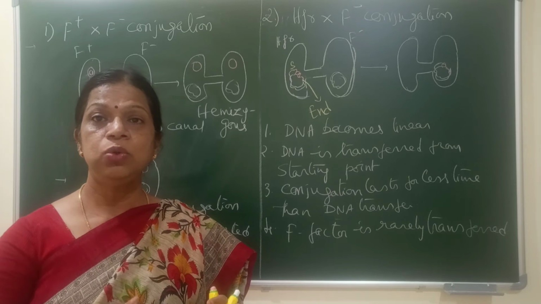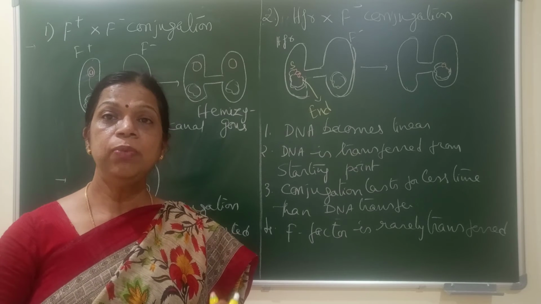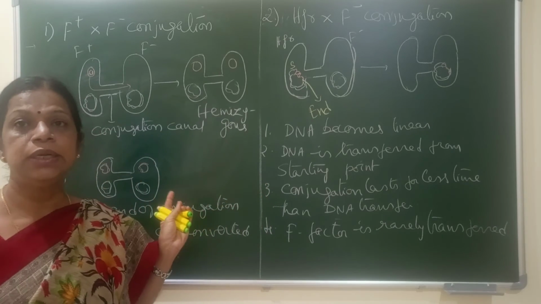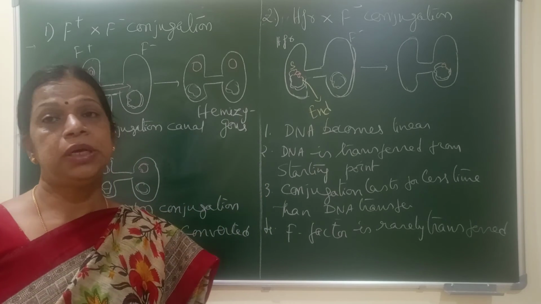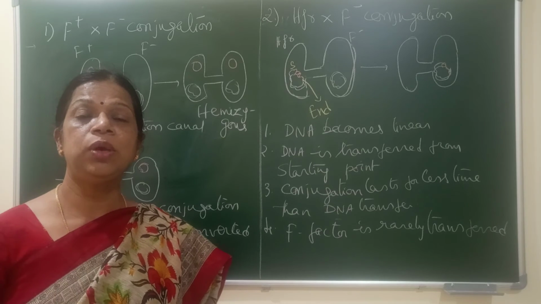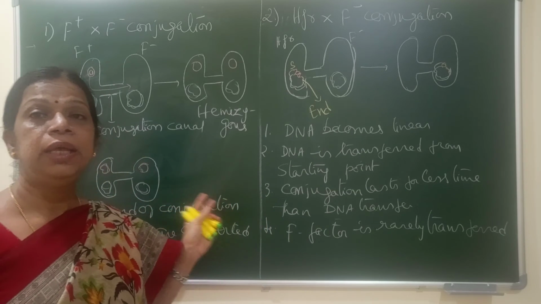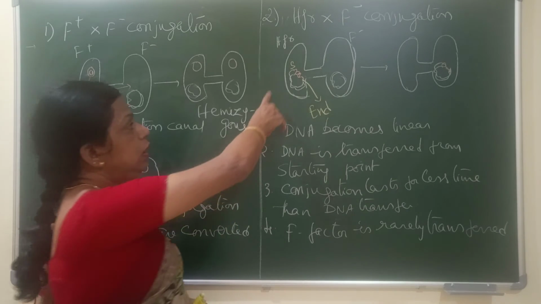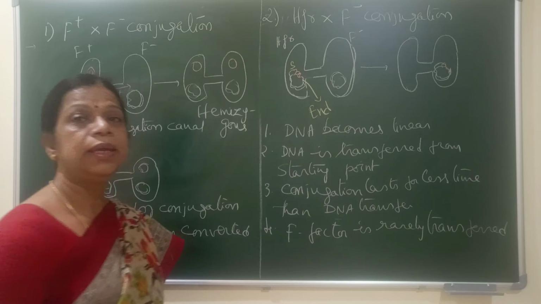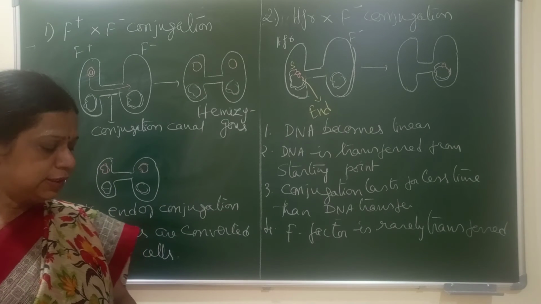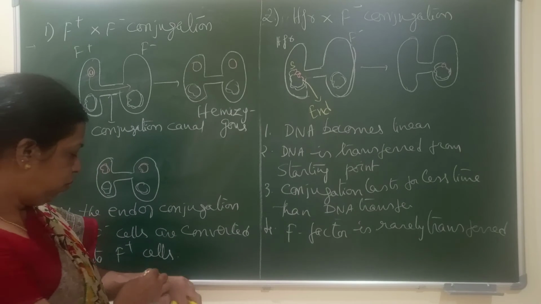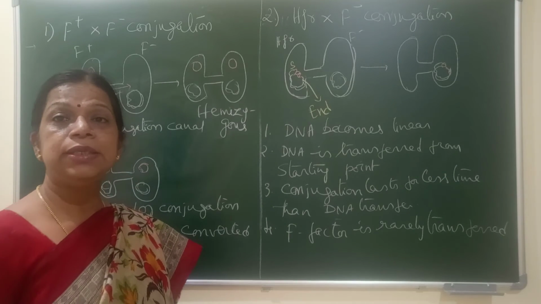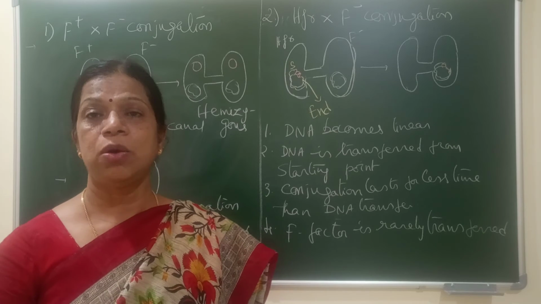They are not going to get converted into F plus. Unlike in F plus and F minus conjugation, where all acceptor or recipient cells are converted into F minus, here they are not converted, because only a very little DNA can be transferred. But since it takes place with a very high rate of recombination, it is called a high frequency of recombination.